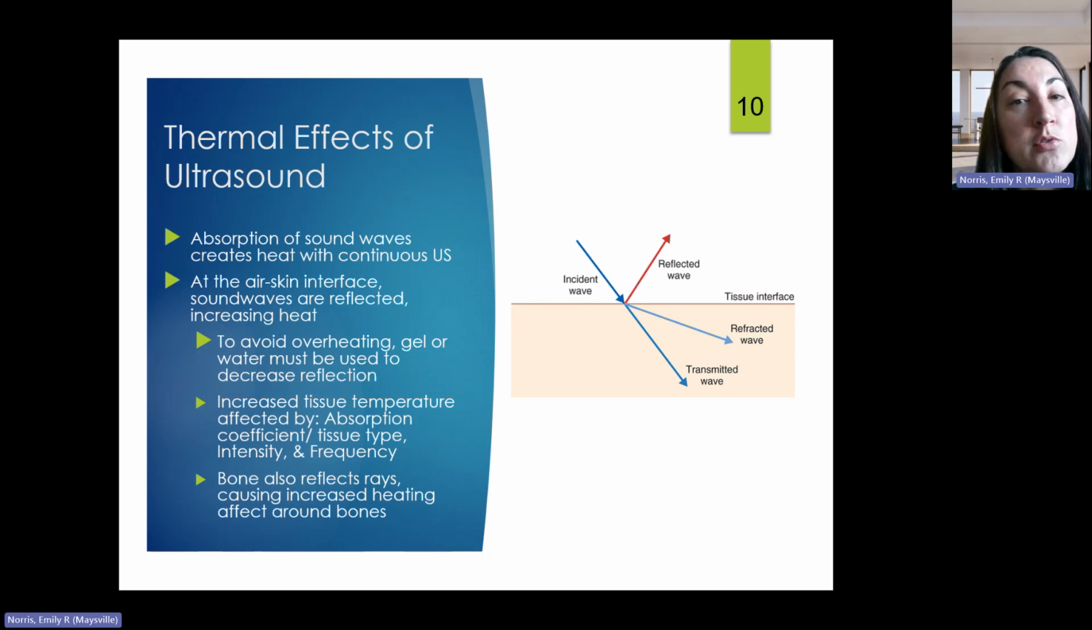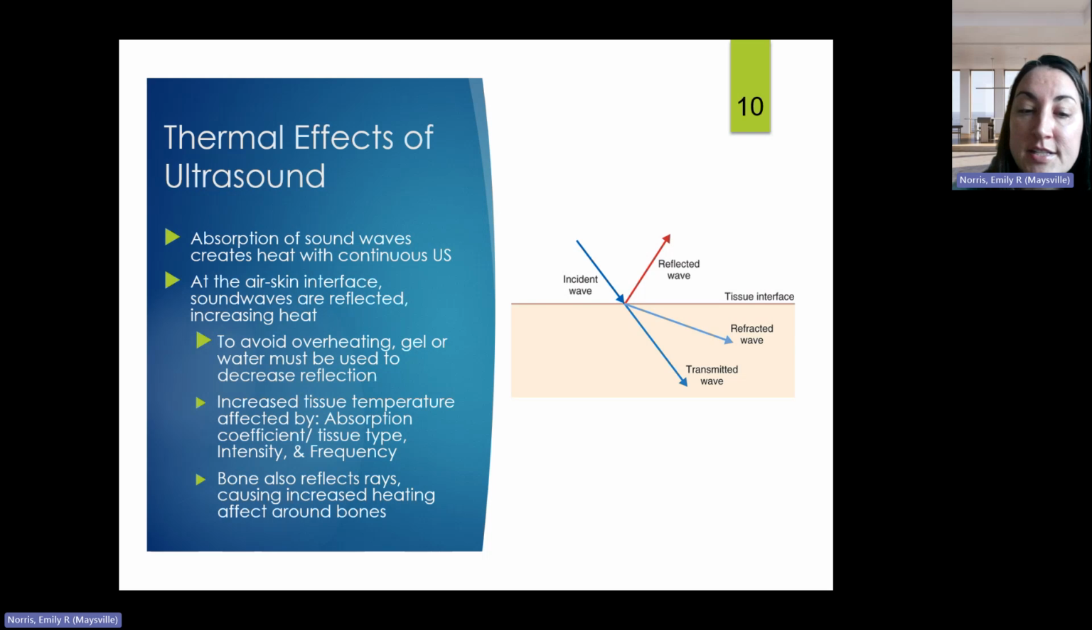And so that's why we use ultrasound gel or some other medium like water to decrease overheating of that transducer head or of the skin right there, and because it decreases the reflection. So that's why it's so important to use ultrasound gel or water as a medium to decrease that reflection and the heat in that transducer head. Things that affect and increase the temperature are the absorption coefficient and tissue type, the intensity, and the frequency that you set the parameters to.